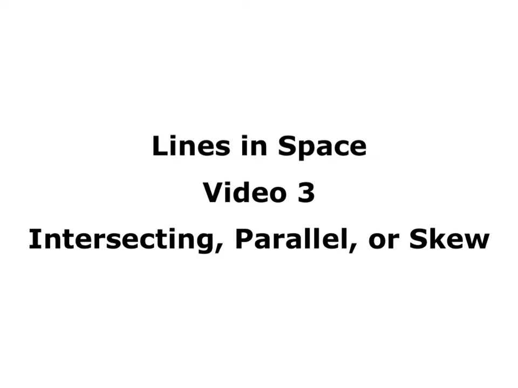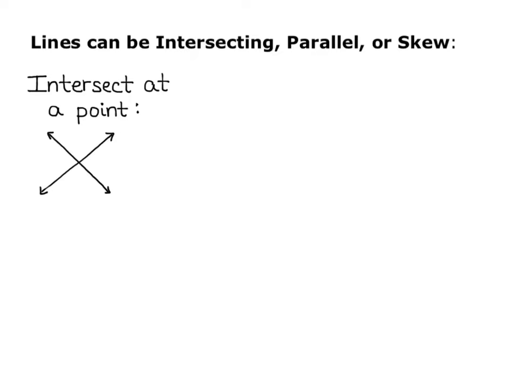In this video, we'll be talking about whether lines are intersecting, parallel, or skew, and how to tell. So lines can be intersecting, parallel, or skew. They can either intersect at a point, in which case it would look like two lines crossing at a single point. They could be the same line, in which case it would look like you have one line.